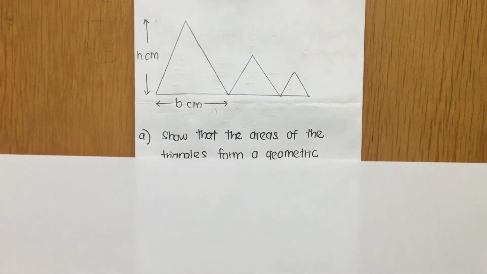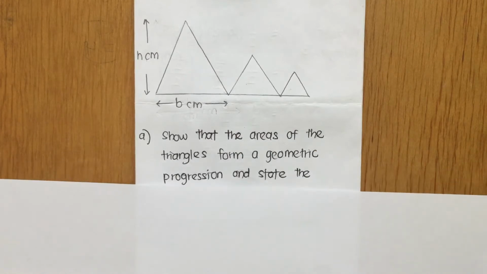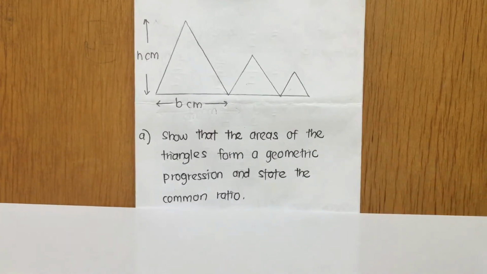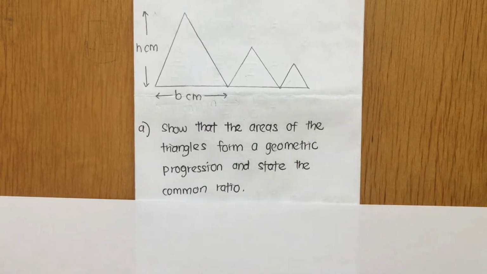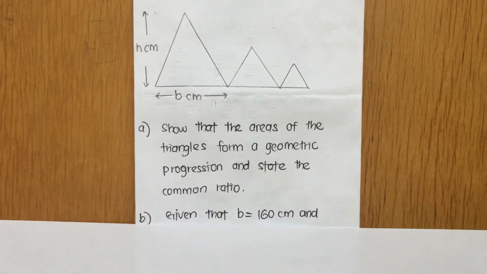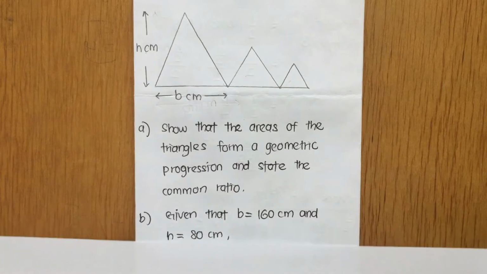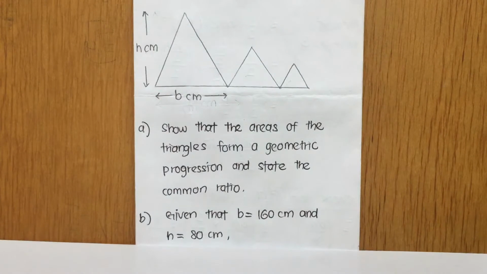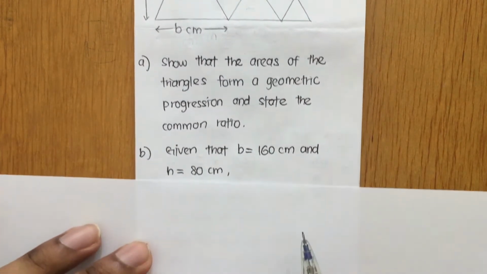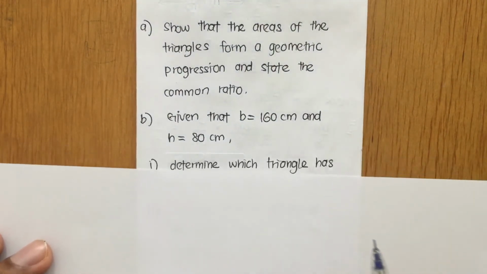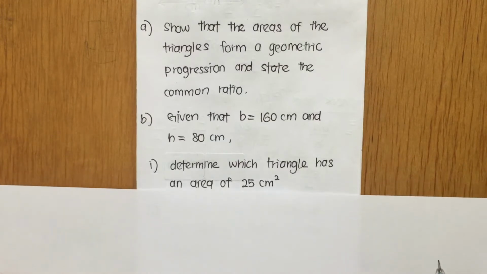Show that the areas of the triangles form a geometric progression and state the common ratio. This is for the question part A. Okay, let me read the question part B. Given that b is equal to 160 centimeter and h is equal to 80 centimeter. Okay, continue to read the question part B. Determine which triangle has an area of 25 centimeter square. So this is for the question B part 1.